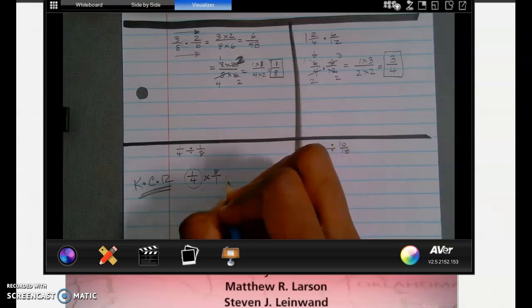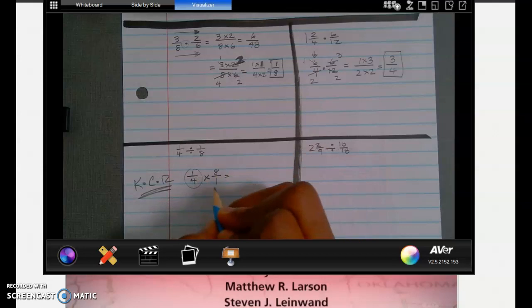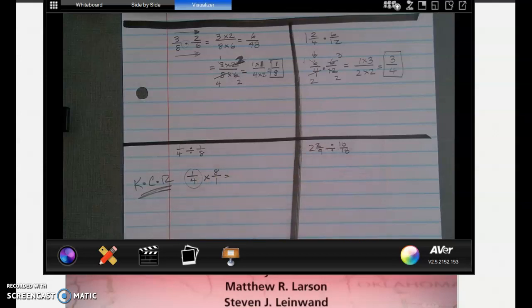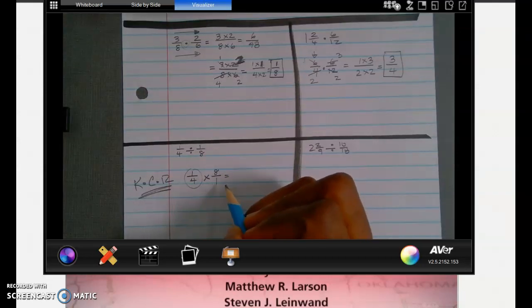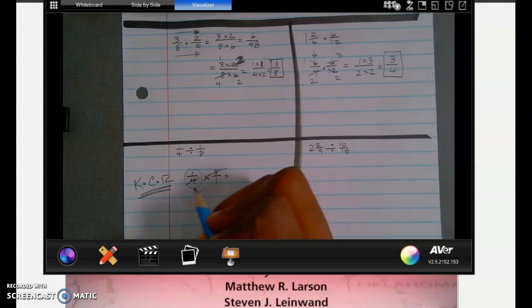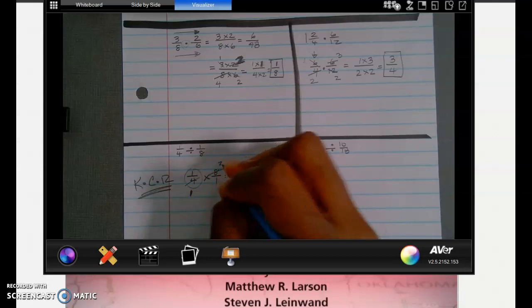Okay, so now I'm going to, again, see if I can cross simplify anything. Are there any common factors between 1 and 1 besides the number 1? No, so that is a no-go there. What about 4 and 8? Greatest common factor. Factors of 4, 1, 2, and 4. Factors of 8, 1, 2, 4, and 8. You guessed it, it is 4. 4 divided by 4, 1. 8 divided by 4, 2.